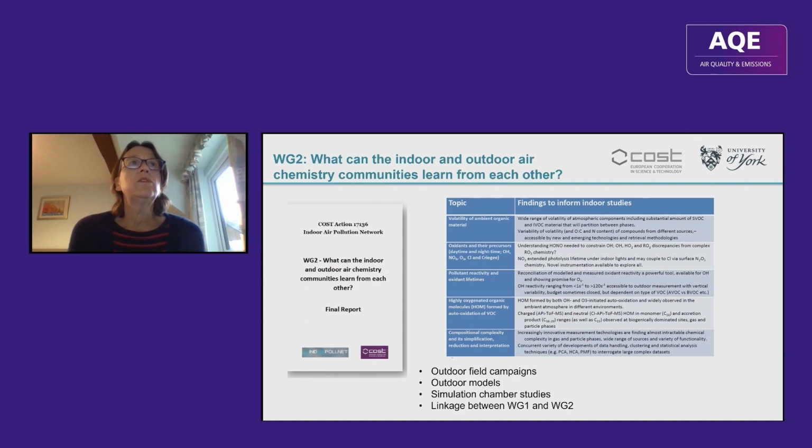So just like for the first working group, we produced a final report from working group 2. And there's lots of areas of overlap between indoors and outdoors where scientists are working together. So things like looking at volatility of organic material, formation of particles, some of these oxidants, the radicals, things like the compositional complexity. So outdoor air scientists have got really good now at understanding the chemical complexity of the air, and their knowledge is going to be really useful as we try and do the same indoors.